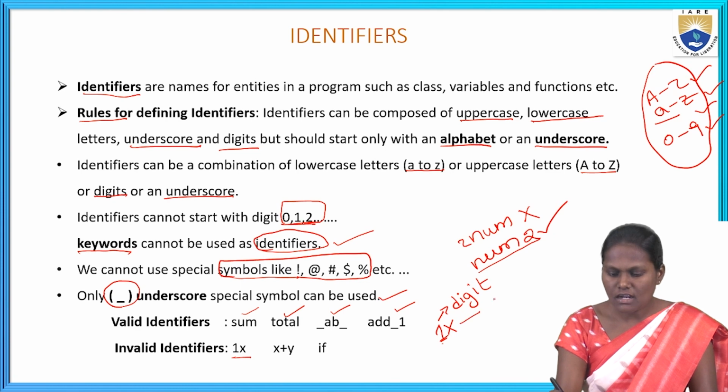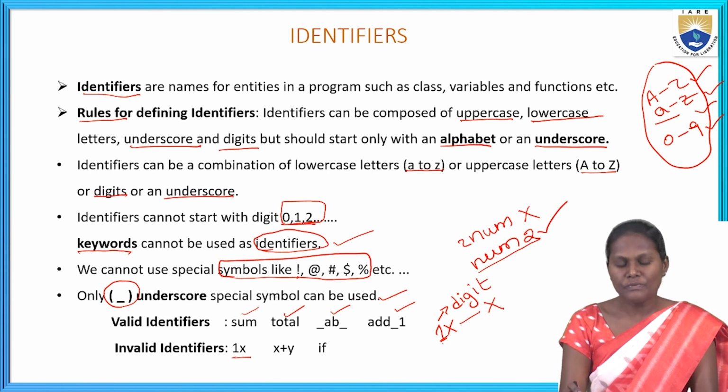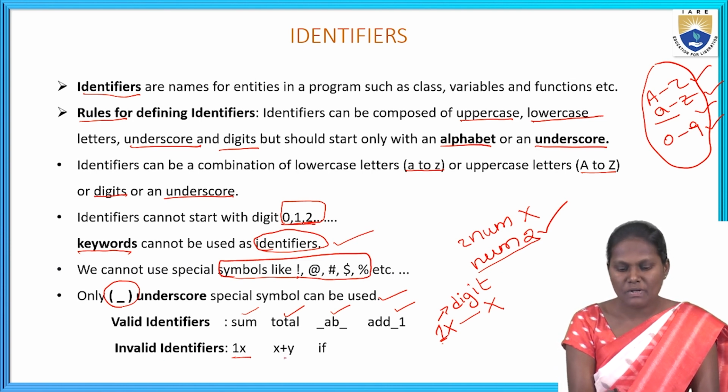So it is the wrong process. We cannot start with a digit. So 1x is an invalid identifier. Okay. Next, coming to the second one, x plus y.